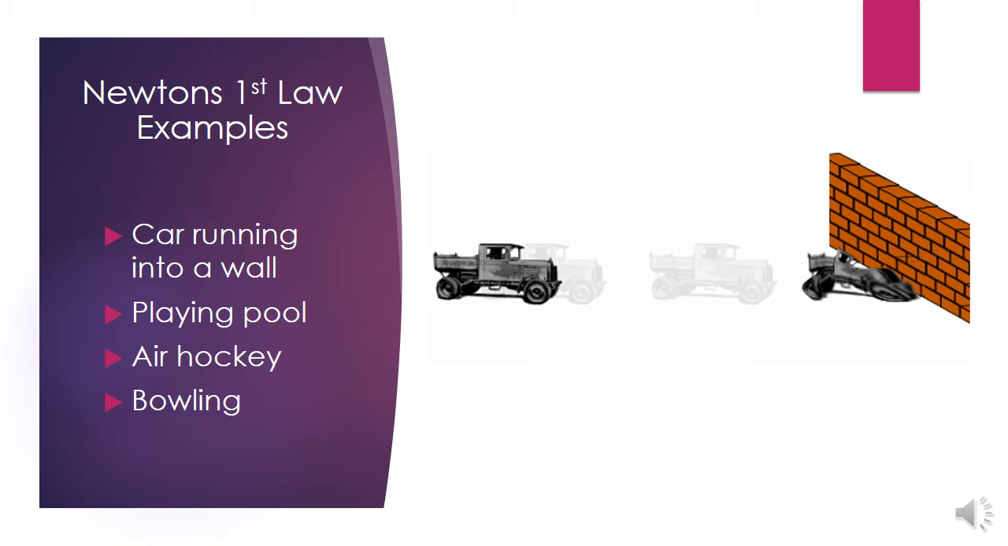Some other examples of Newton's first law would be a car running into a wall, right? So you have a car in motion and it's not going to stop. It doesn't want to stop. It's going to resist any change in motion until it runs into a wall, that wall being an outside force being applied to the car. Now hopefully that doesn't happen, and instead the outside force that you're applying is the brakes.